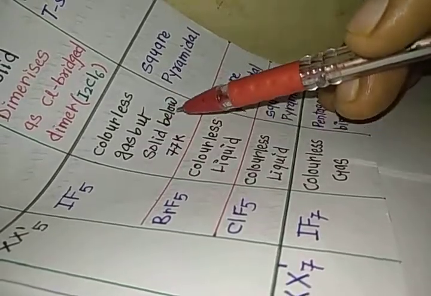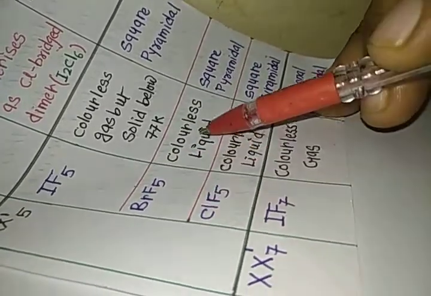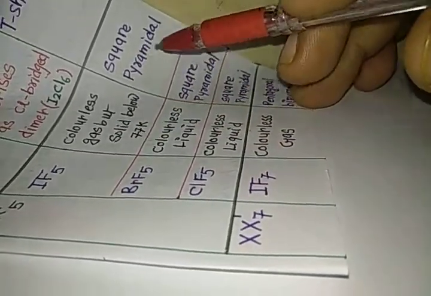Then we have XX'5. IF5 is a colorless gas but solid below 77 Kelvin. BrF5 is a colorless liquid, and ClF5 is a colorless liquid. So these two are colorless liquids, and this is a colorless gas. All XX'5 are colorless, and they have a square pyramidal structure. Then we have XX'7, which is IF7, a colorless gas, and it has a pentagonal bipyramidal structure. So this is how we can understand a few of the properties.